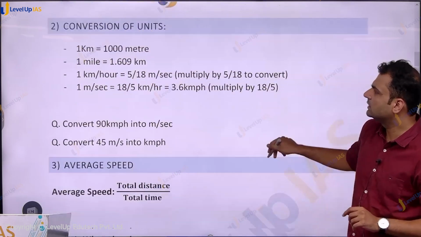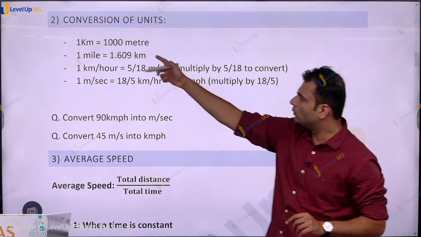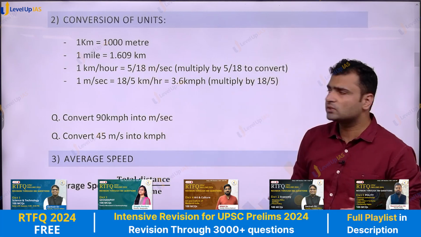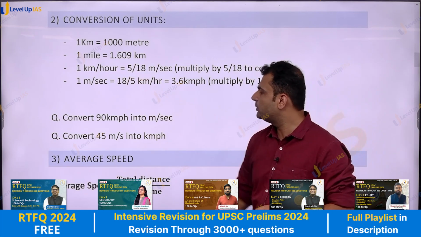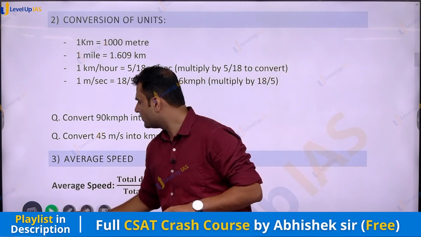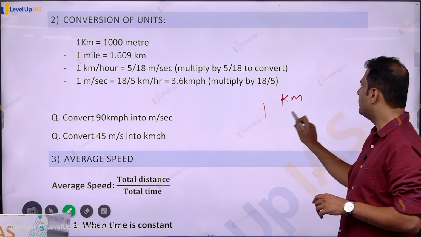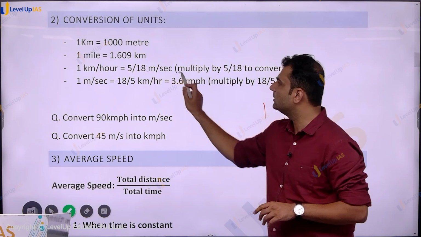Next section is conversion of units. 1 kilometer is 1000 meters. 1 mile is around 1.6 kilometers. 1 kilometer per hour is... how to do that? We have 1 kilometer per hour. If you want to convert it into meter per second, then what do we do?